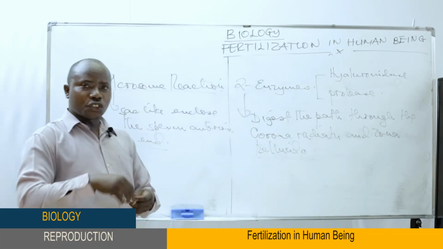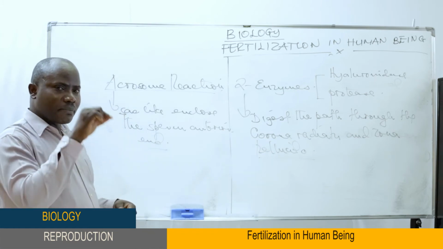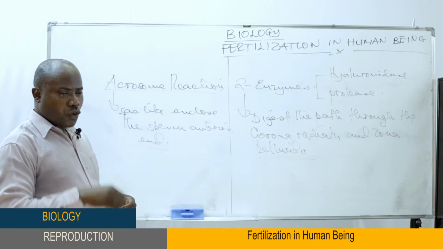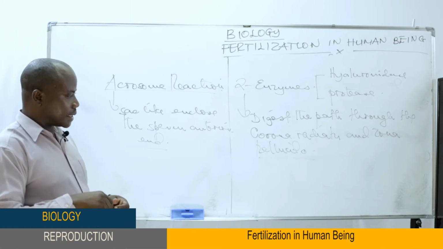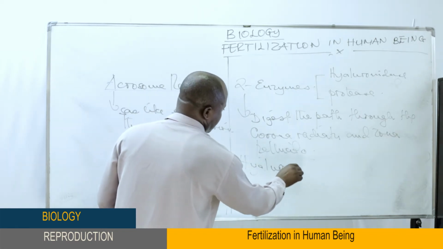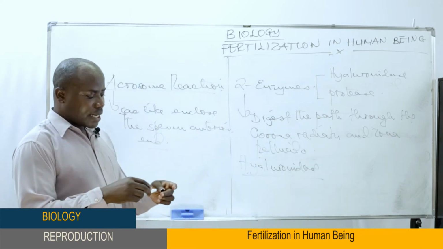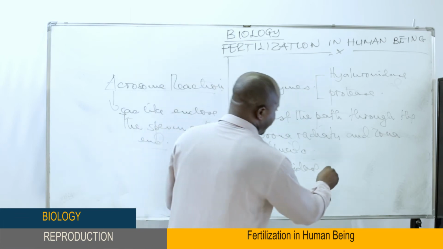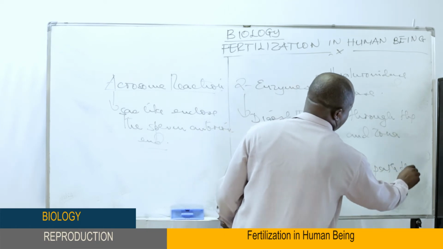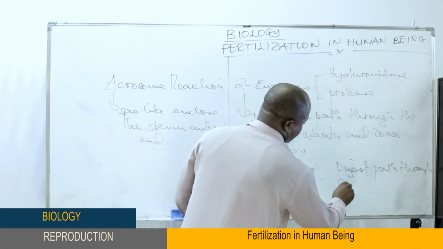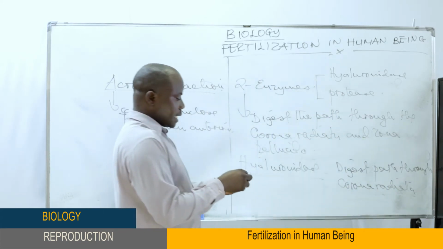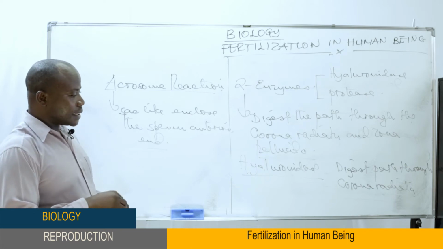In order for the sperm cell to enter the egg cell, the path must be made through the corona radiata and the zona pellucida. What enzymes are involved in this process? Hyaluronidase. The hyaluronidase digests the path through the corona radiata. This is the outermost layer of the female reproductive cell.